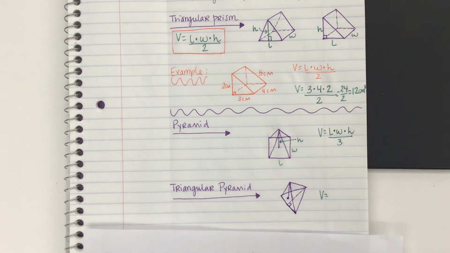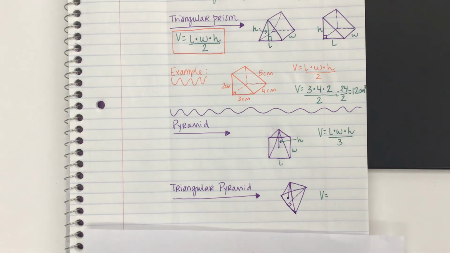Now, the formulas are starting to get a little bit trickier, and I'm not going to get into the details of why you have to divide by 3 or divide by whatever or multiply by whatever. That's a whole different lesson. What I want you to do in this lesson is know how to use the formulas I give you to solve for the problems that we have, okay? So the formula for the pyramid is volume is equal to length times width times height divided by 3.